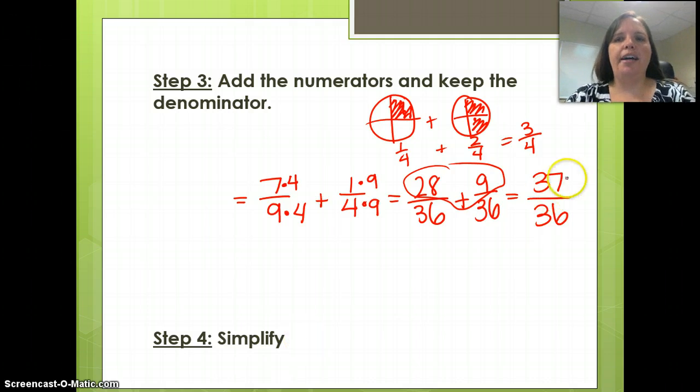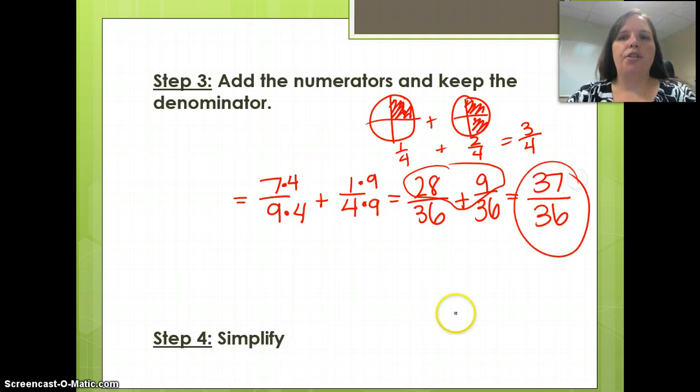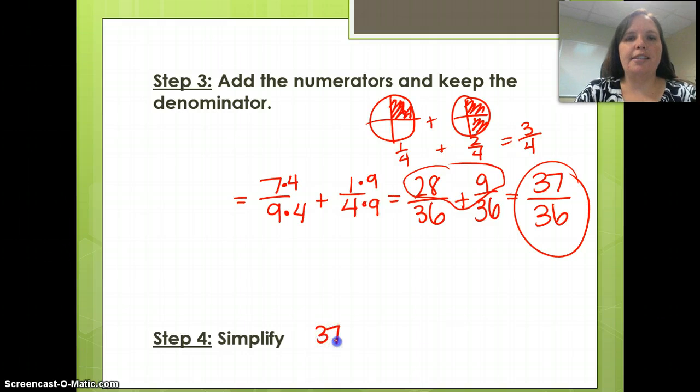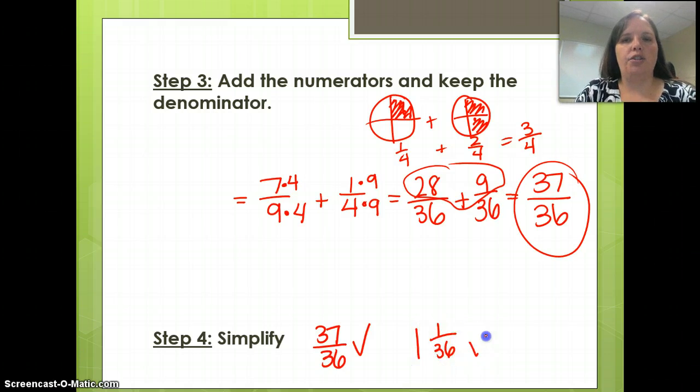Step 4 is simplify. For our purposes, 37/36 is simplified. That's a fine answer. If you want to change it to 1 and 1/36, that's fine too. Either one works. Not both. You don't have to have both, just one or the other. So this was my I do. Now it's your turn for you to try.